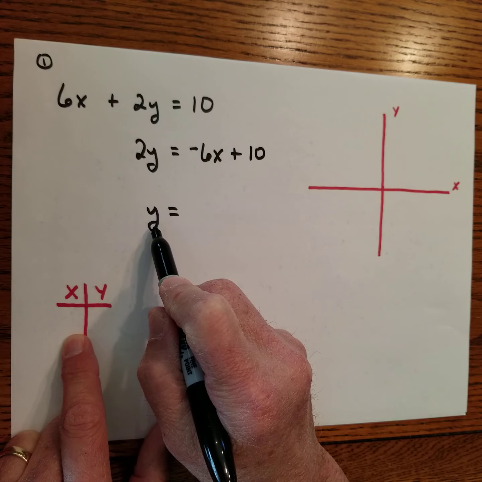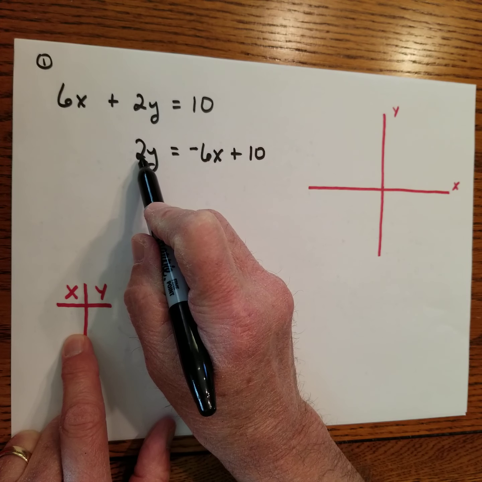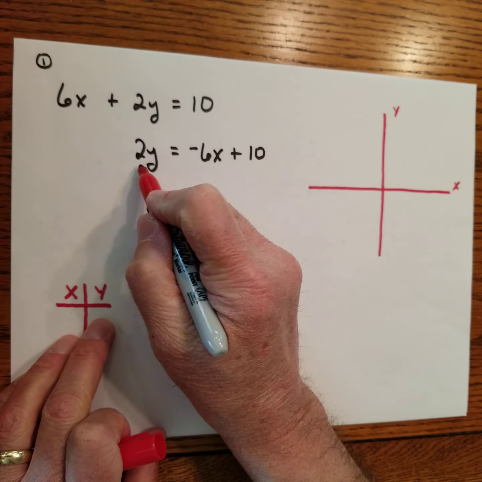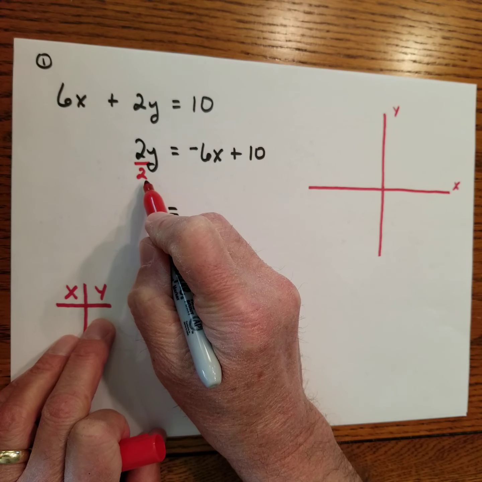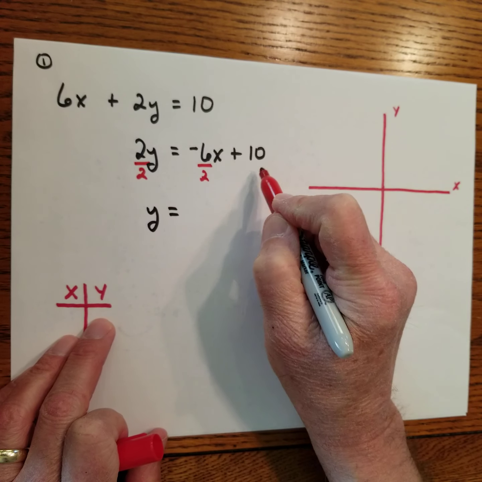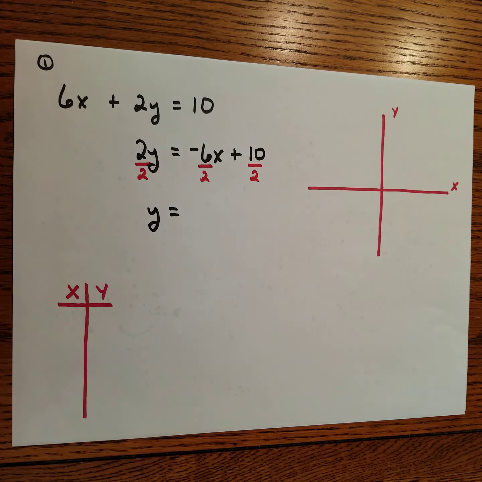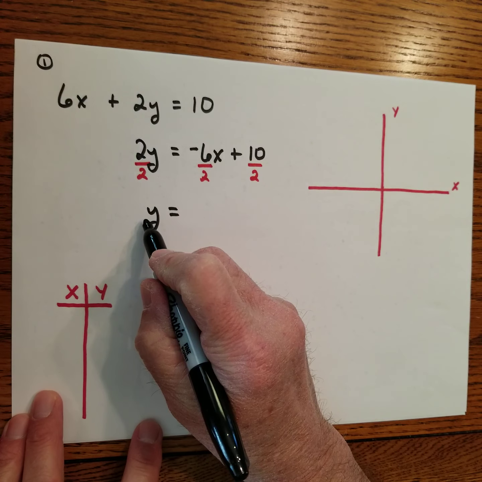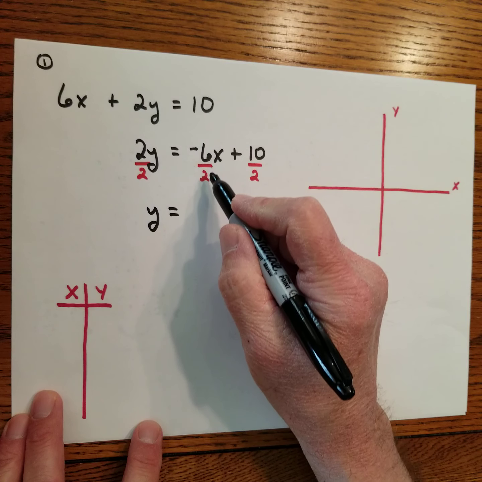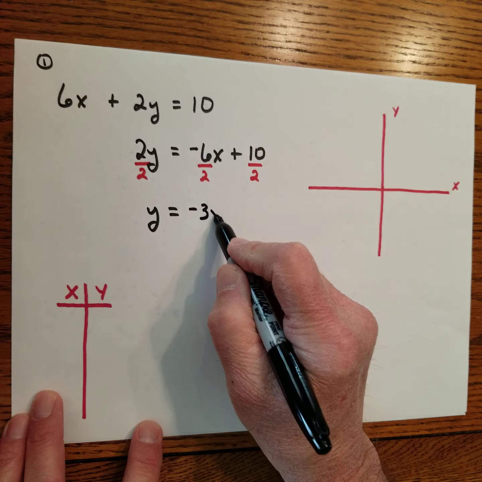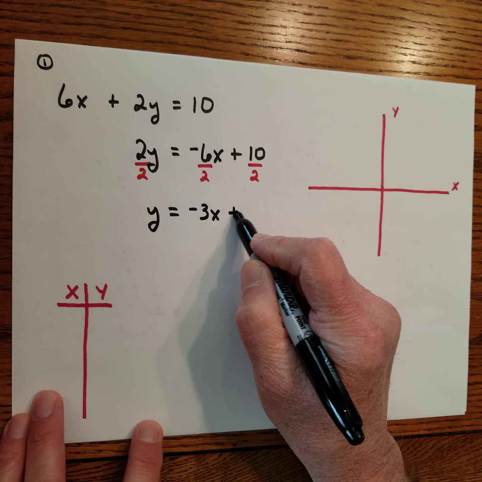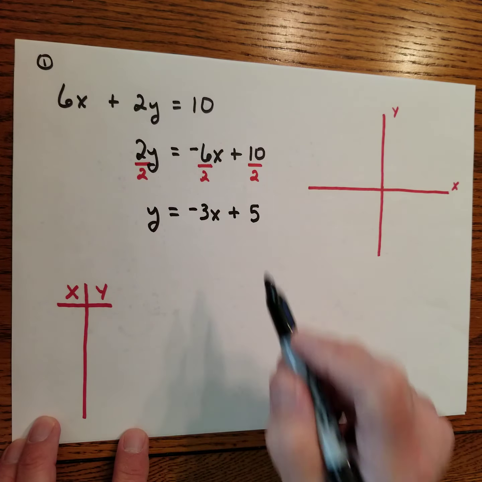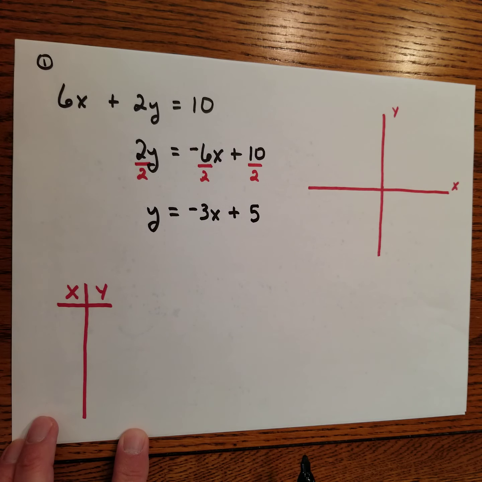Now I want to get y by itself. The y is being multiplied by 2. So in order to get y by itself, I have to divide by 2. But if I divide here by 2, I must divide everywhere by 2. 2 divided by 2 is 1y. Negative 6 divided by 2 is negative 3. 10 divided by 2 is 5. Now that's the form we like to have our equation in when we graph it.